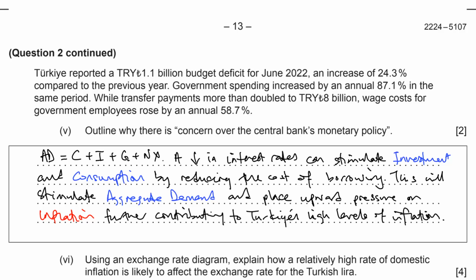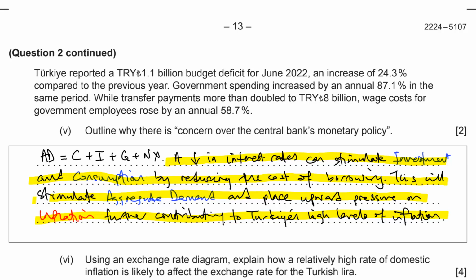Right, so I've started off by saying, look, aggregate demand is equal to C plus I plus G plus NX, right? So you know this. A decrease in interest rates can stimulate investment and consumption by reducing the cost of borrowing. This will stimulate aggregate demand and place upward pressure on inflation, further contributing to Turkey's high levels of inflation. So, yeah, exactly what we discussed.